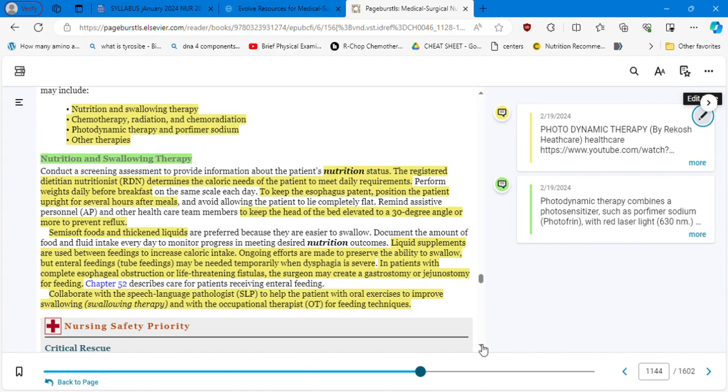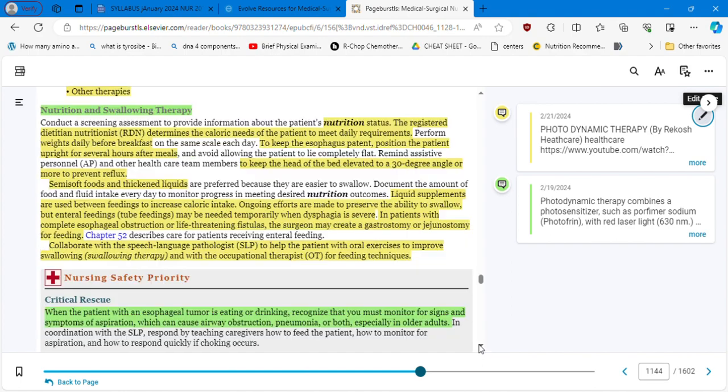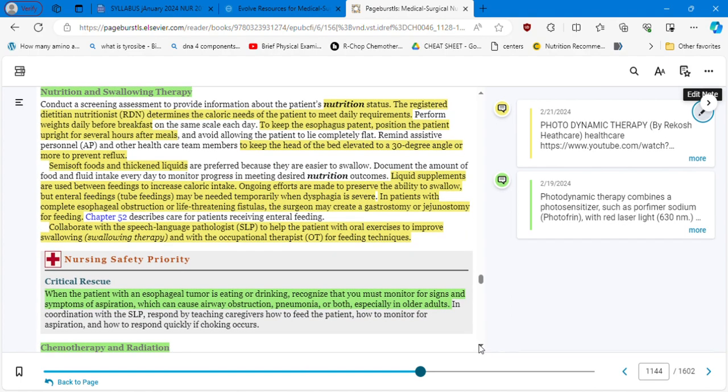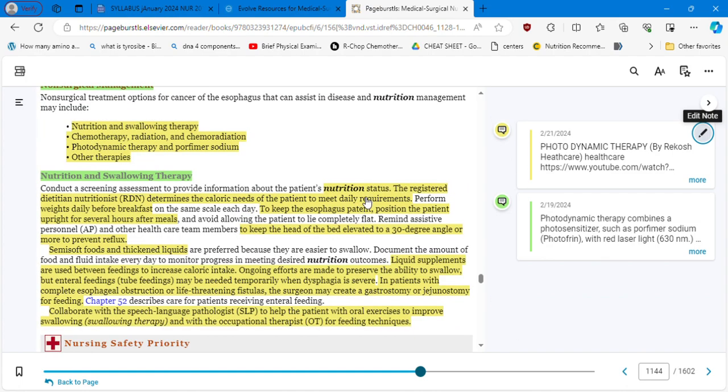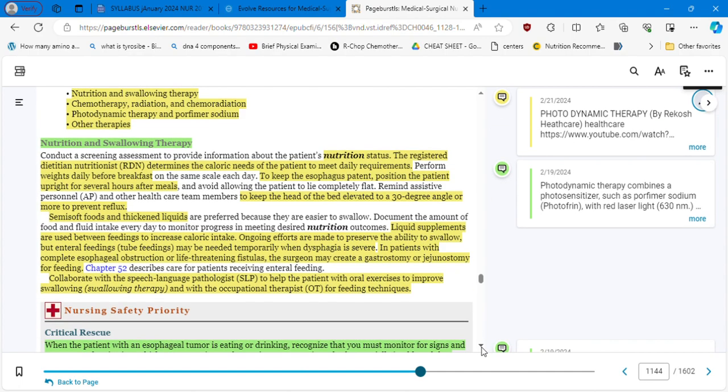Ongoing efforts are made to preserve the ability to swallow, right? That's the most important. But enteral feedings, tube feedings, may be needed temporarily when dysphagia is severe. In patients with complete esophageal obstruction or life-threatening fistulas, and we know the fistula is the connection from one canal to the other, right? The surgeon may create a gastrostomy or jejunostomy for feeding.